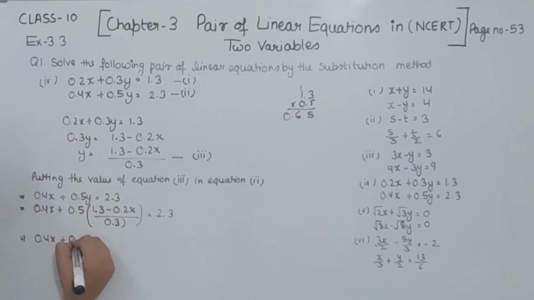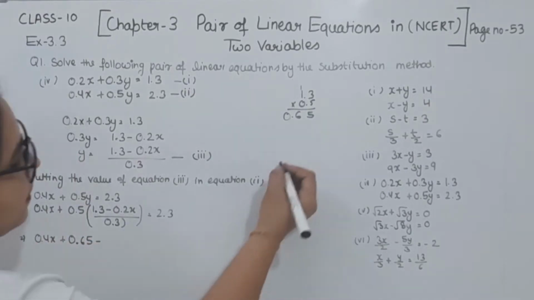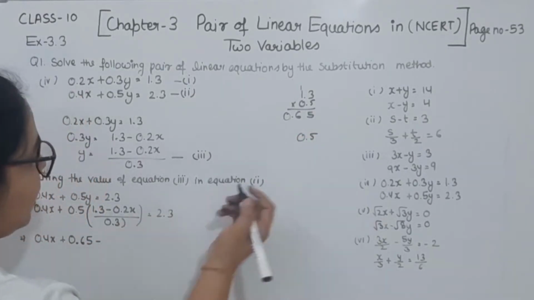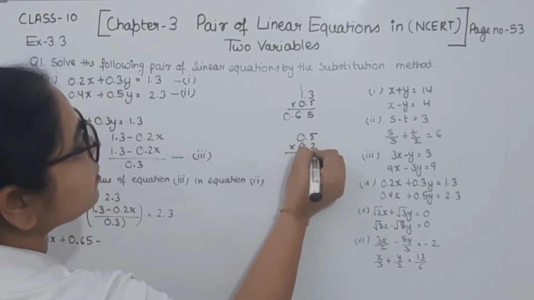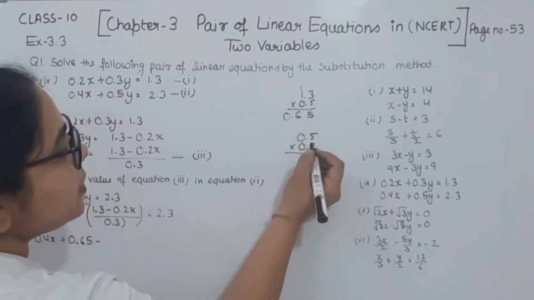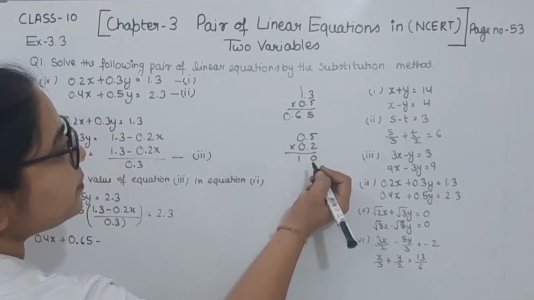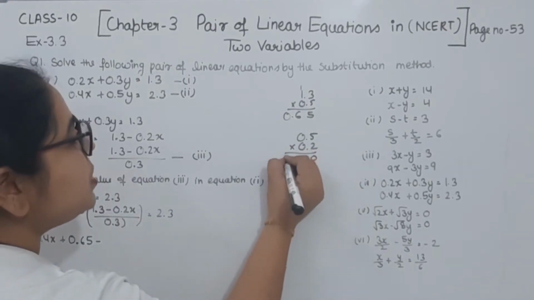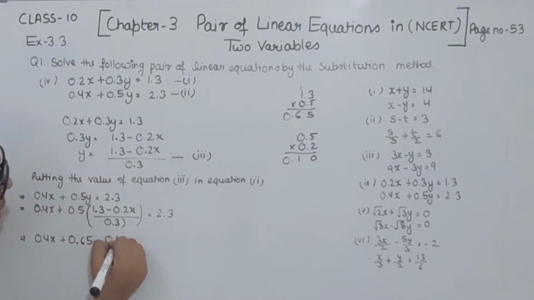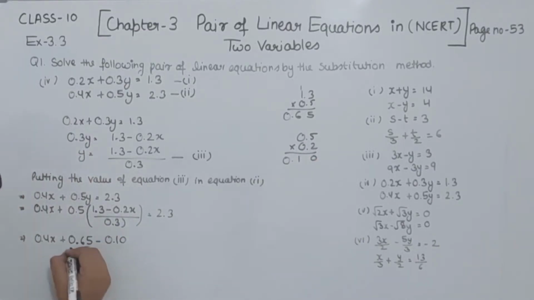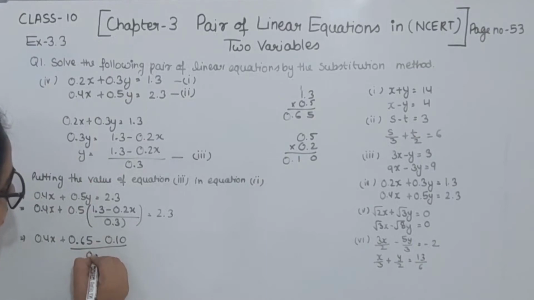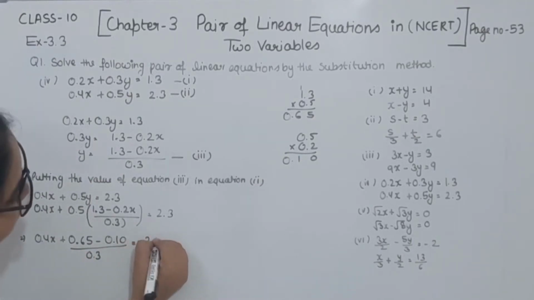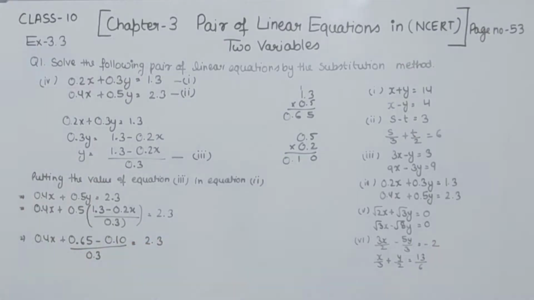So I'm going to write here 0.65 minus, we are going to multiply 0.2 by 0.5. So here 5 2s are 10, 0 carry 1. So I'm going to put here carry. So we have to put the decimal after 2 digits. So this one is 0.10. Now in the denominator we have 0.3 and this one is 2.3.